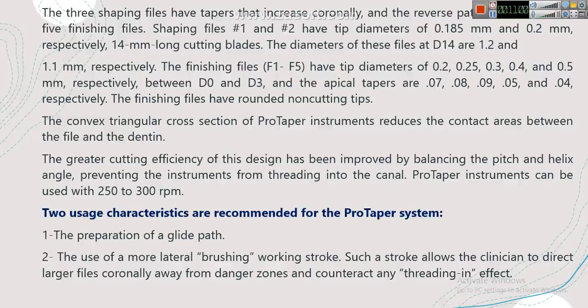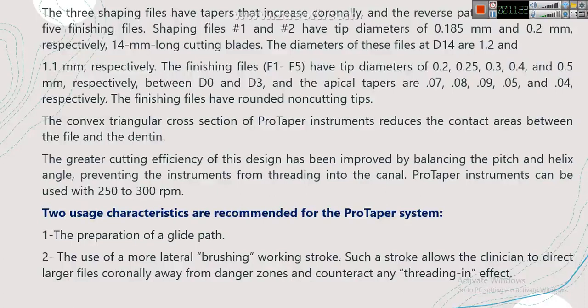So it means that we can use the files effectively within the canal system at around 250, and the speed shouldn't be more than 300 rounds per minute. Why? Because it causes fatigue on the surface of the file, and later, when the fatigue increases, it causes separation of the file within the canal system.